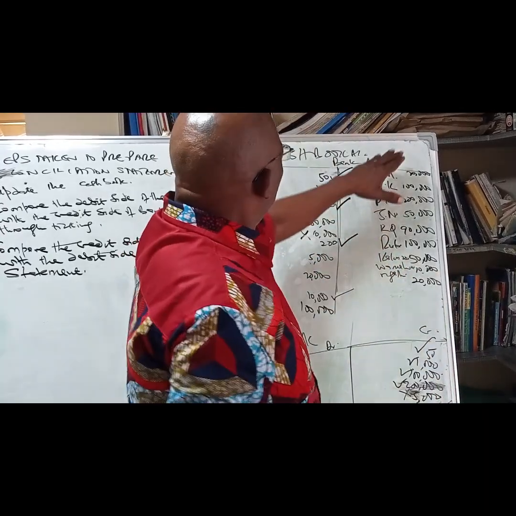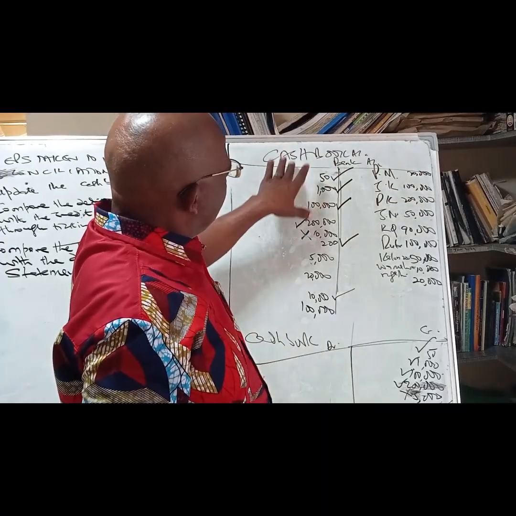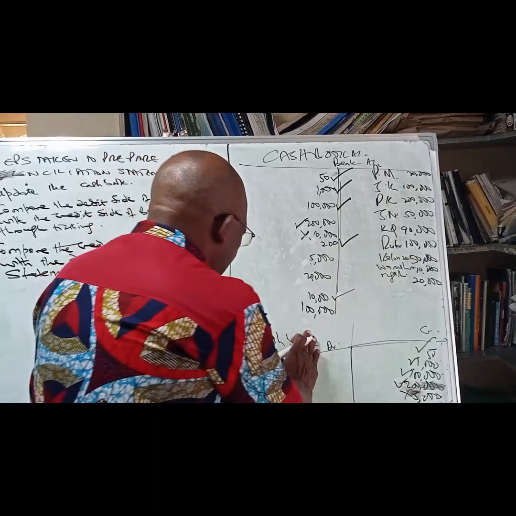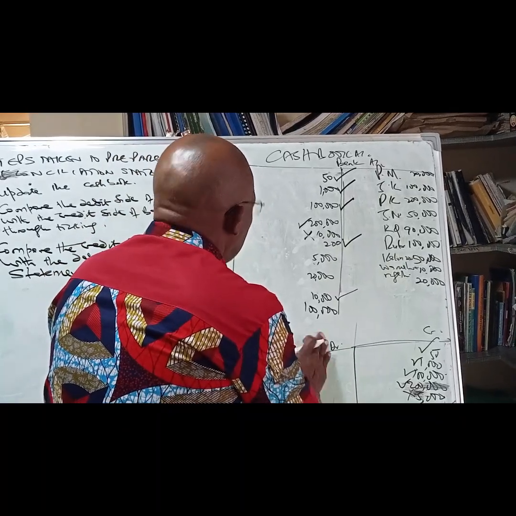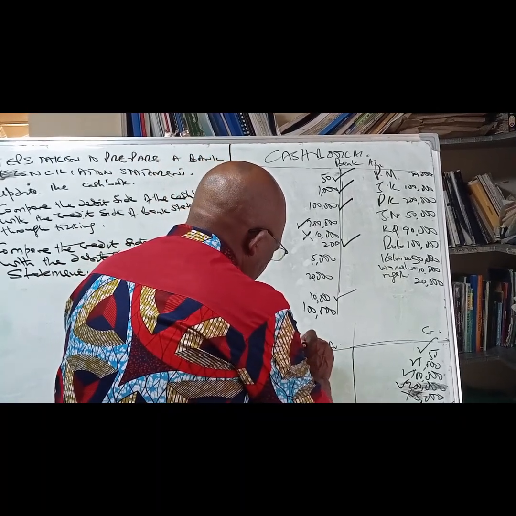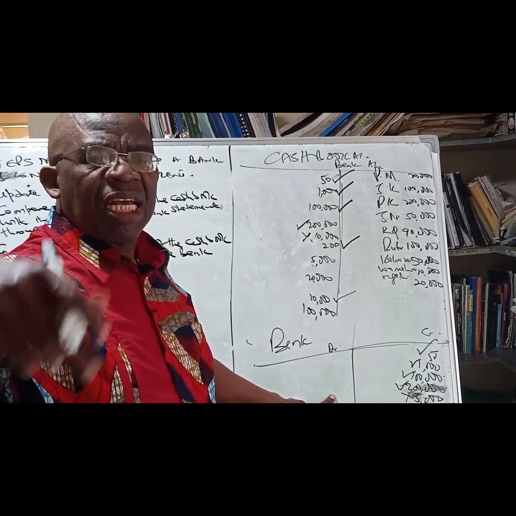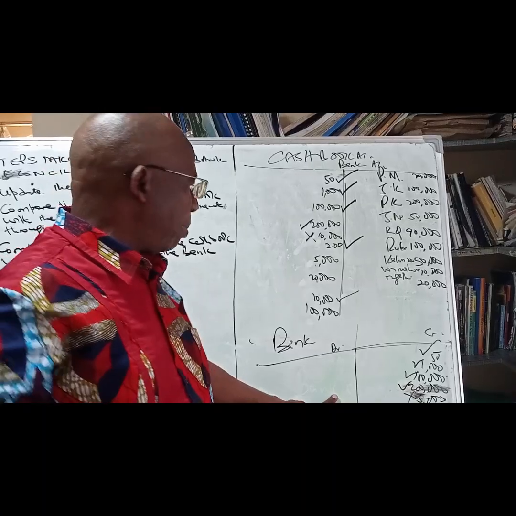Now, when we pay, in the cash book it is a credit, but this is not the cash book, this is the bank. In the bank, it is debit because the bank is reducing the liability. Reduction in liability, we debit the liability account.